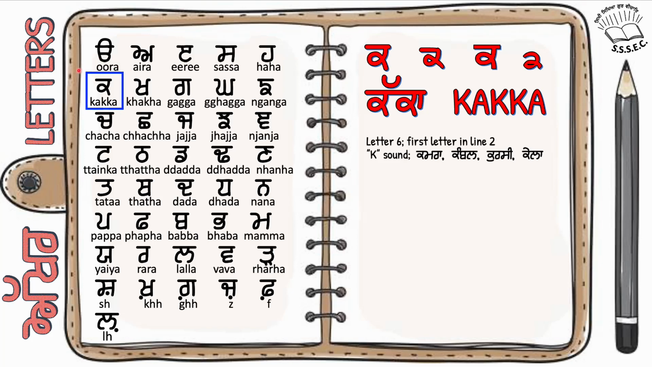So now we've reached the second line. And from now on, the next couple of lines are arranged according to how you pronounce them. So this line is kaka, kaka, gaga, gaga, nganga. So you're using the back of your tongue against the top of your mouth, against the roof of your mouth.